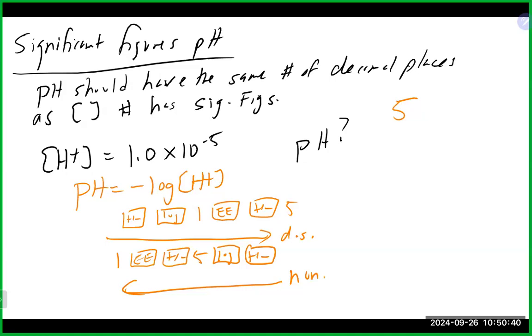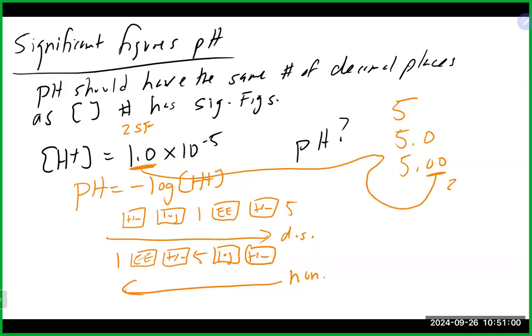Now, to report this properly, should it be 5? Should it be 5.0? Should it be 5.00? Which one should it be? The number of significant figures here is 2 significant figures. That means that I should end up at 2 decimal places. So here we're going significant figures to decimal places, not sig figs to sig figs in terms of the rule. And this right here should be the correct way to give the answer.